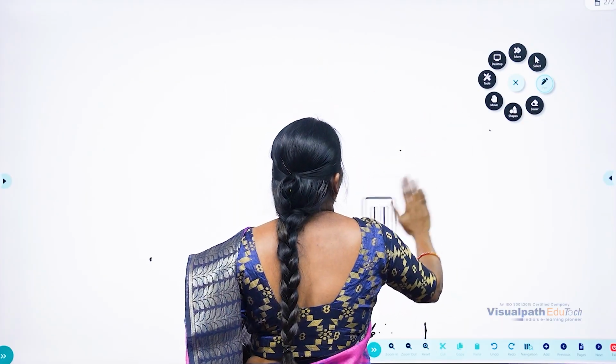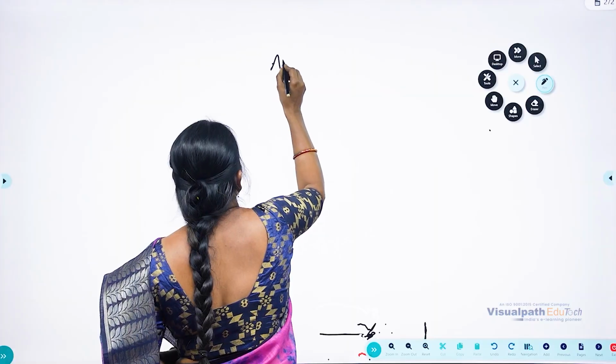That is known as interstitial carbides. So here we see some applications of silicon. Okay, applications of silicon.